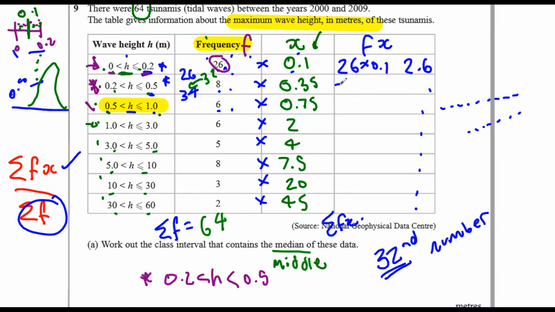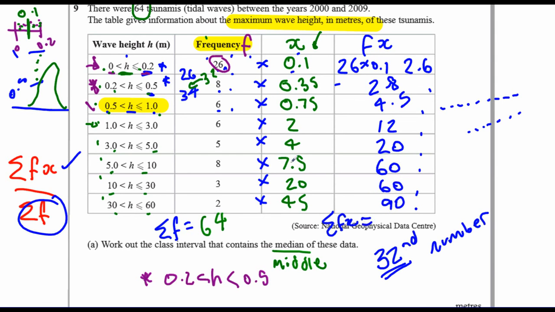On our calculator, 8 times 0.35 is going to give you 2.8. 6 times 0.75 is going to give you 4.5. 6 times 2, we can do that ourselves, it's 12. 5 times 4, we can do that ourselves as well, it's 20. 8 times 7.5, you might want to do it yourself or on your calculator. Either way, it's 60. 3 times 20 is also 60. 2 times 45 is 90.